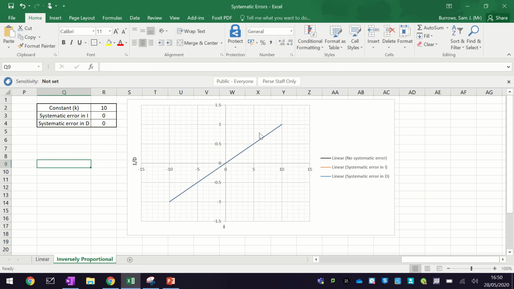So because we're using the gradient of this graph to determine k, if we have a systematic error in I, that's not a problem because it doesn't change the gradient, so that's fine. But if we have a systematic error in D, that actually changes the gradient and changes that value of the constant, so that could be crucial. So what this means is we have to make a decision when we're plotting our graph of which of our variables we think are likely to be affected by systematic errors.